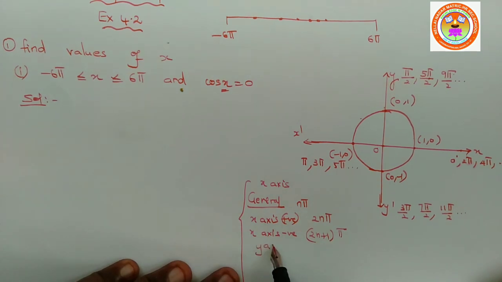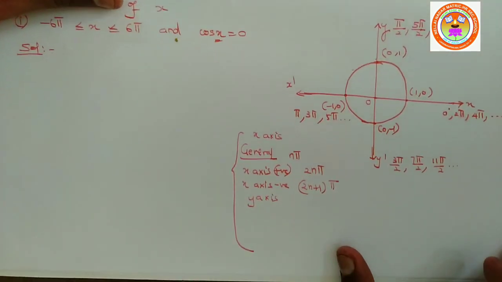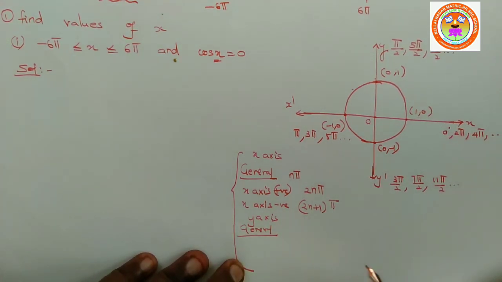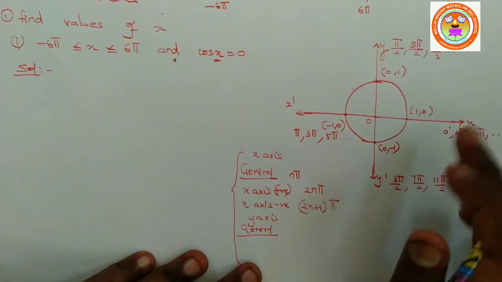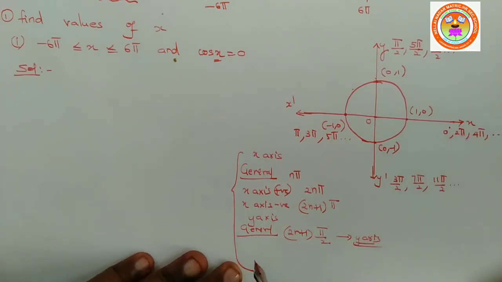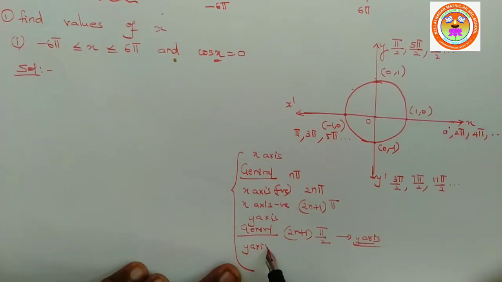Next, the y-axis. The y-axis in general is nothing but pi by 2, and since it is odd, we can call it 2n plus 1 into pi by 2. In general this is the full y-axis. So y-axis positive and y-axis negative, both are present. Y-axis positive will increase by 4n plus 1 pi by 2. Y-axis negative is 4n minus 1 pi by 2.